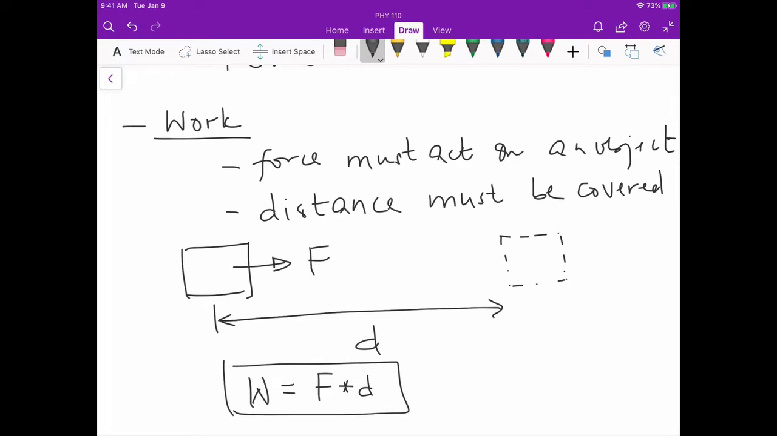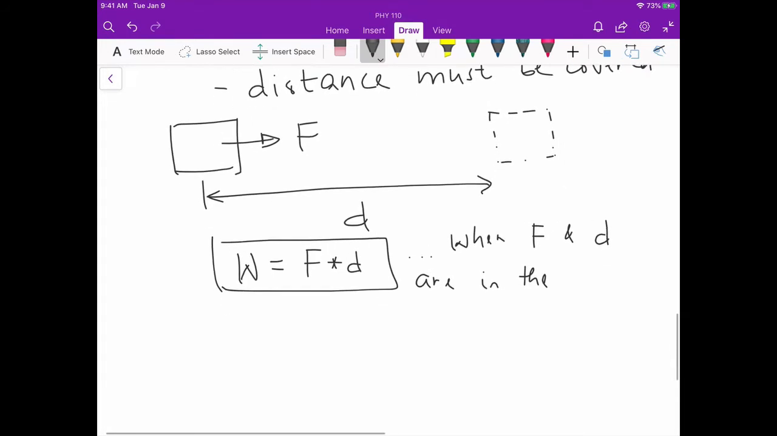And then you can only apply this formula when F and D are in the same direction. Okay. When they are in the same direction. Alright. What do we mean by the same direction? What if they are not in the same direction? What if one is perpendicular to the other?